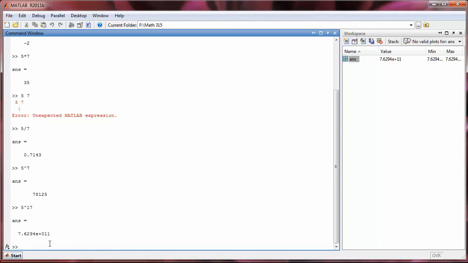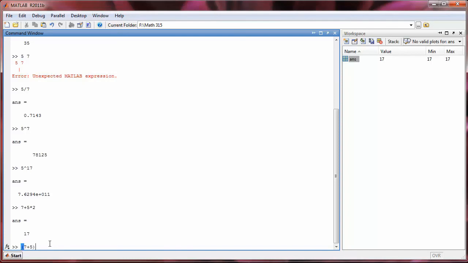So Matlab also recognizes the standard order of operations. So for example, if we enter 7 plus 5 times 2, the 5 and the 2 will be multiplied first, and then the 7 will be added on, resulting in 17. However, if what we truly meant is that the 7 and the 5 should have been added before multiplying by the 2, we have to use parentheses. So we can do an open or left parenthesis, and then 7 plus 5, and then the closed parenthesis, and then multiply by 2. When we press enter, we get the expected answer of 24.